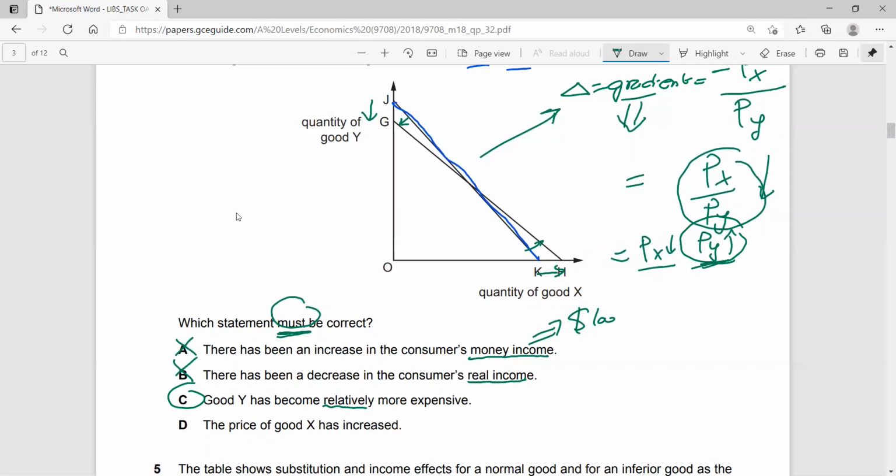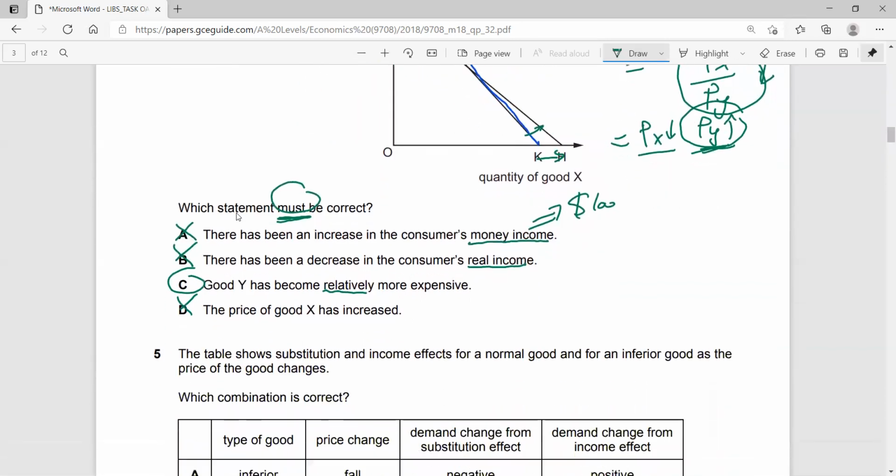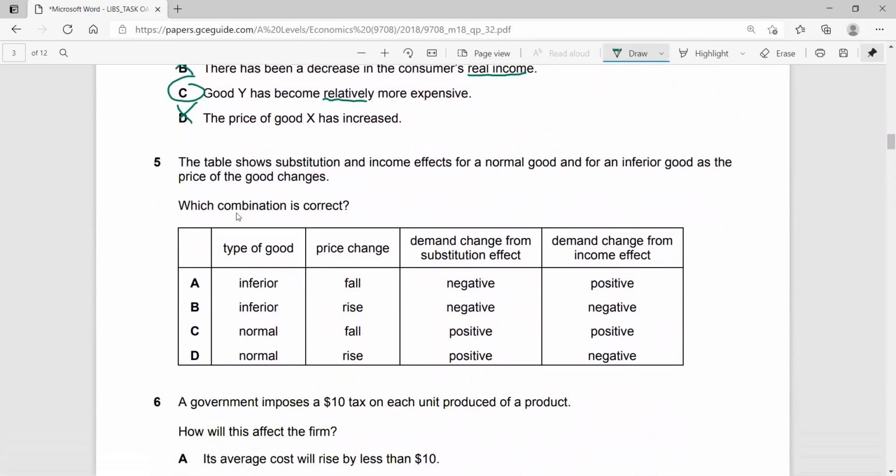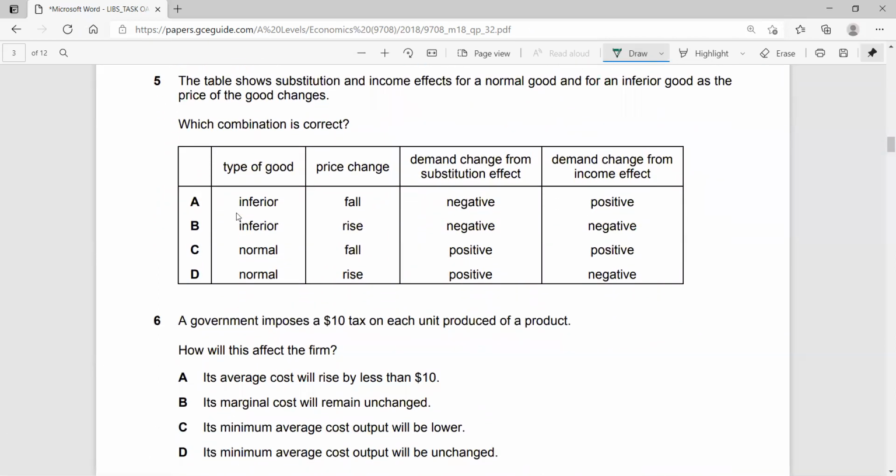And the price of good X has increased is clearly wrong because the relative price of good X has decreased. So that also, by similar logic, answers why the price of good X has not increased. If anything, the relative price has decreased. Let's go on to part 5.